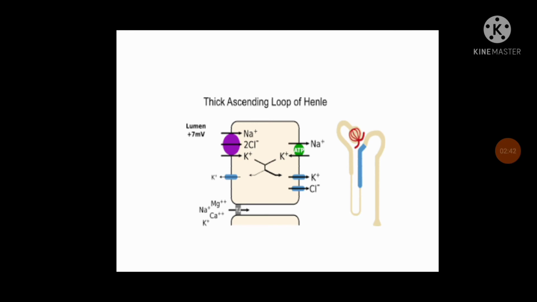Okay, so in the thick ascending loop, you have specialized channels which are called sodium 2 chloride potassium channels, which are going to help in the reabsorption of the sodium into the blood. Okay, so these are the protein channels which are going to help in the concentration of the urine by taking part in the countercurrent multiplier system.